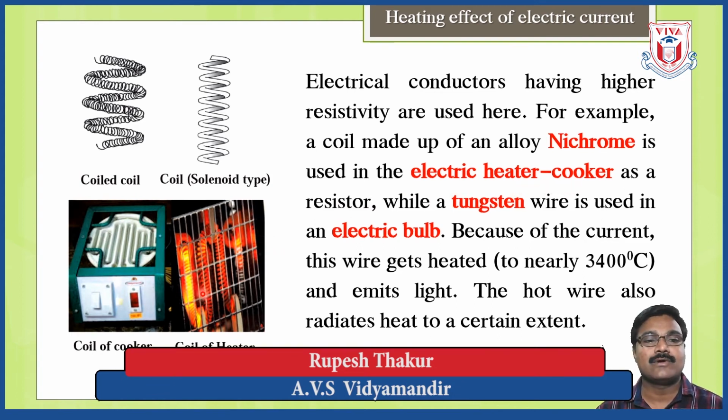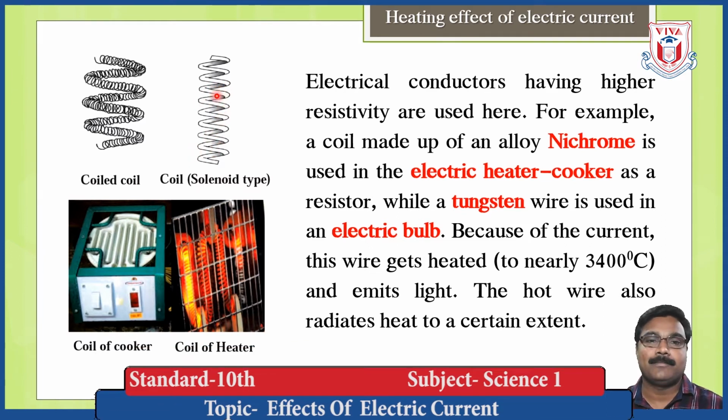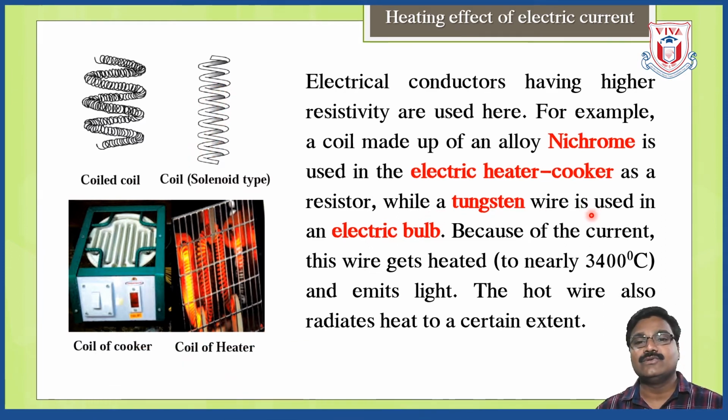Here, electric cooker and heater is there, and the coil is like a spring in a pen. The spring is there, and the same structure is of the coil, which is also known as solenoid type. While a tungsten wire is used in an electric bulb, because of the current, this wire gets heated to nearly 3400 degrees Celsius and emits light, and the hot wire also radiates heat to a certain extent.